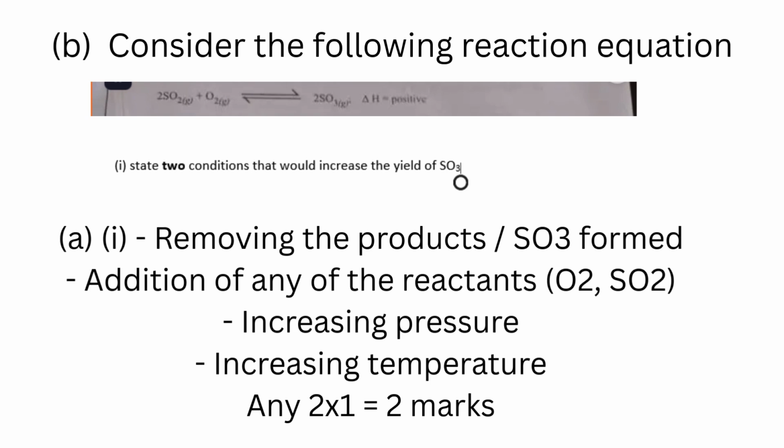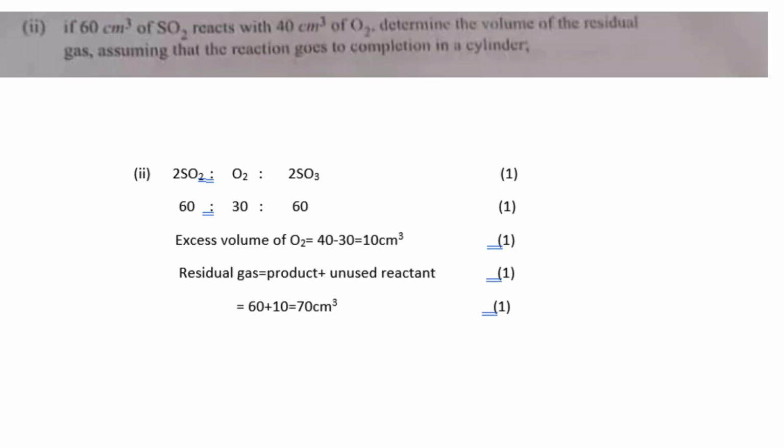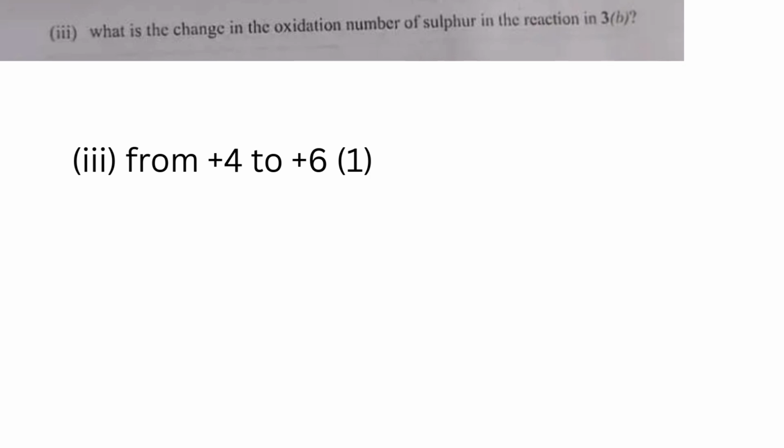Now this you are asked to solve. If you did not see the point, this is 5 marks that you could actually get from this question. Stating is 1 mark, doing is 1 mark, doing it is 1 mark. So each of these steps you have one mark that you can actually get from this question. So please take note. What is the change in the oxidation number of sulfur in the reaction in 3BI? It changed from +4 to +6.